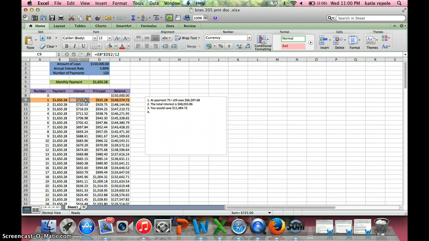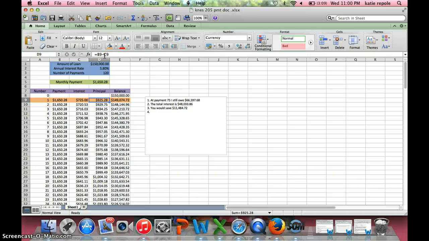The next thing I'm going to do, once I have that, is click the principal box, and I use the payment for each month, which is always $1,650.28, and I subtract the interest for each payment from that, and you'll get the principal. As you can see, here's the equation right there. So payment minus interest gives you the principal.